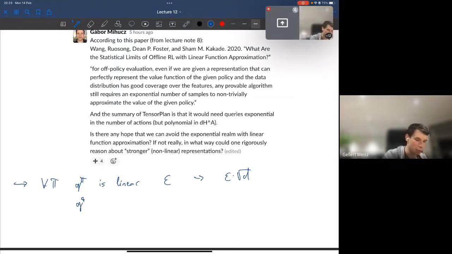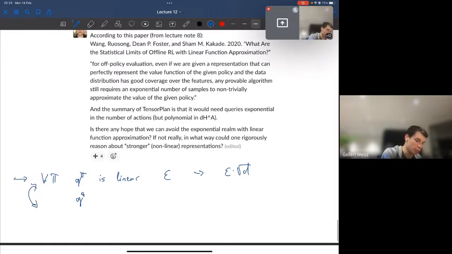And yes, as you point out, there's a bunch of cases where you have a good function, a linear representation, but it's still exponentially hard to use it. And I guess the question is, where do you go from here? What is maybe in between these two? Maybe this is a strong assumption and this is too weak. So what's in between the two?